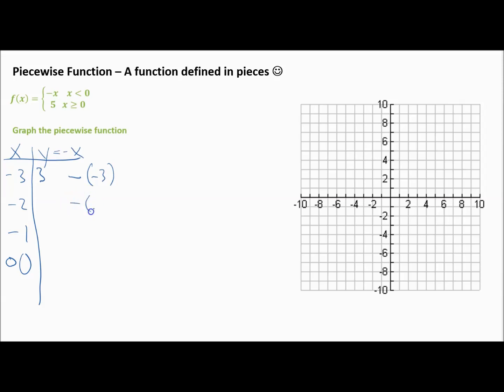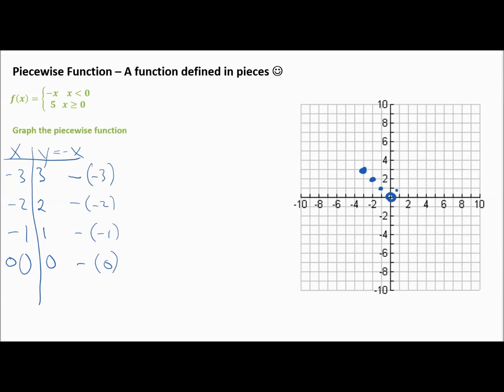So negative of a -2 is, of course, 2. Negative of a -1 is 1. And negative of 0 is still just 0. So let's plot these points, okay? So -3, 3. So -3, and then I'm up here at 3. And then -2, 2. -1, 1. And then my open circle is right on top of the origin, 0, 0.